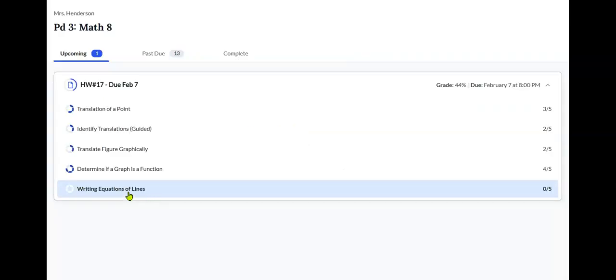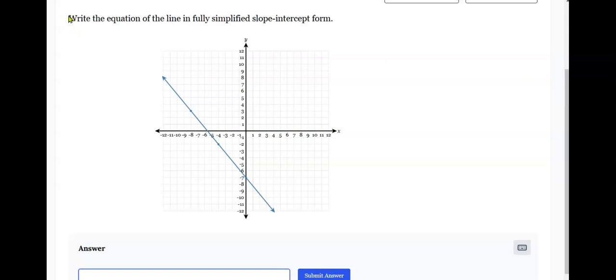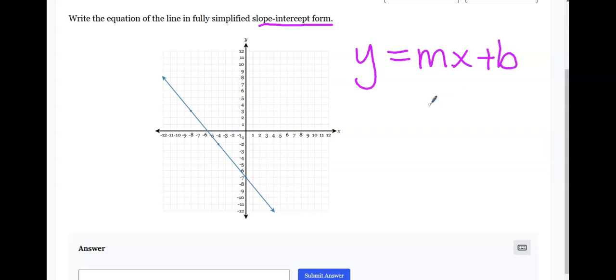Let's take a look at the last topic, writing equations of lines. In this task, you are asked to write the equation of the line in fully simplified slope-intercept form. This is slope-intercept form. We find this number first by locating a point on the y-axis known as the y-intercept. For us, it's a -7, so we will put a -7 in that position.